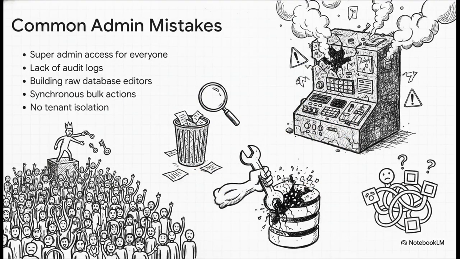As we wrap up this blueprint, let's do a quick rapid fire of the most common architectural mistakes we see out there: giving literally everyone super admin access, operating with zero audit logs, building raw database editors that completely bypass your business rules, allowing synchronous bulk actions that end up crashing the whole system, and ignoring tenant isolation so an admin accidentally sees the wrong customer's data. All of these mistakes happen for one very simple reason. Teams just don't treat their admin panels as true production-grade infrastructure. They treat them like temporary, hacked-together scripts.